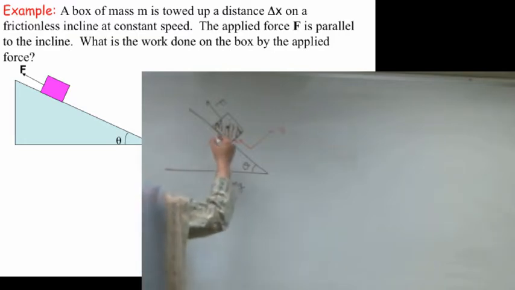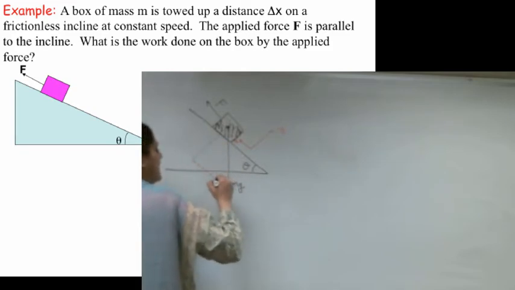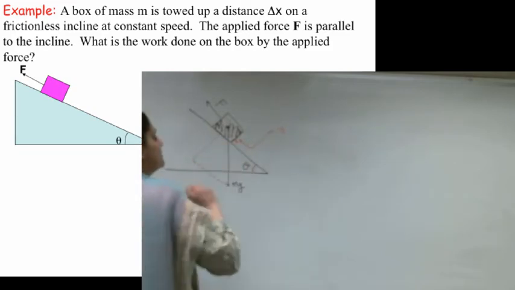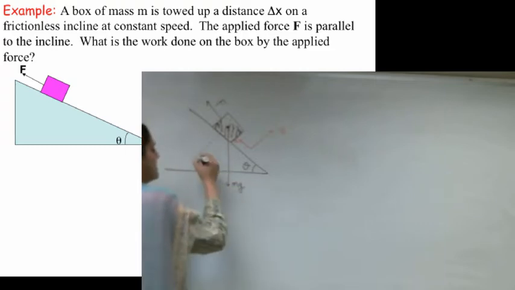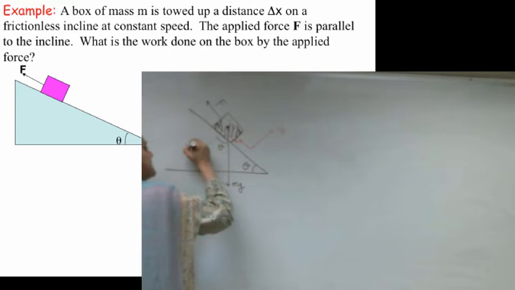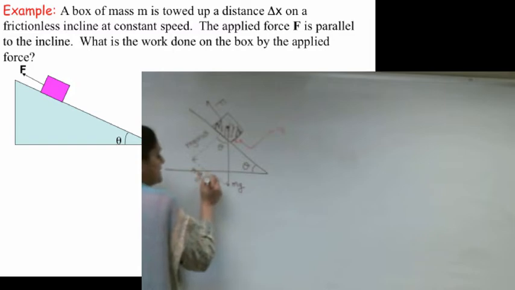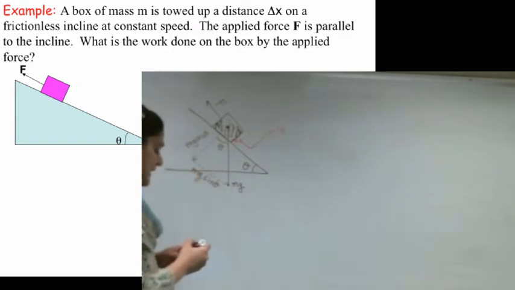So now let's resolve everything that we have in terms of the chosen components. So this is mg. This means this angle is going to be theta. This is going to be mg cosine theta. And this is going to be mg sine theta, right?